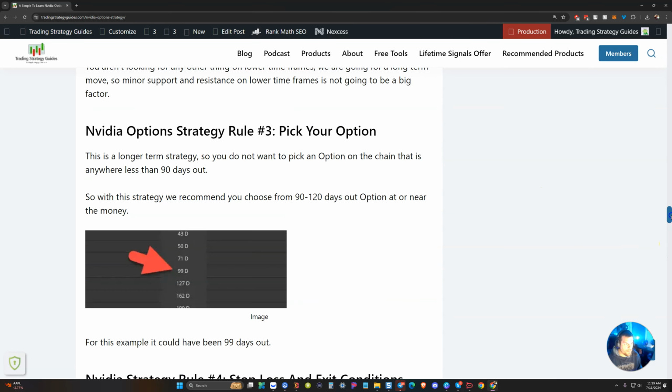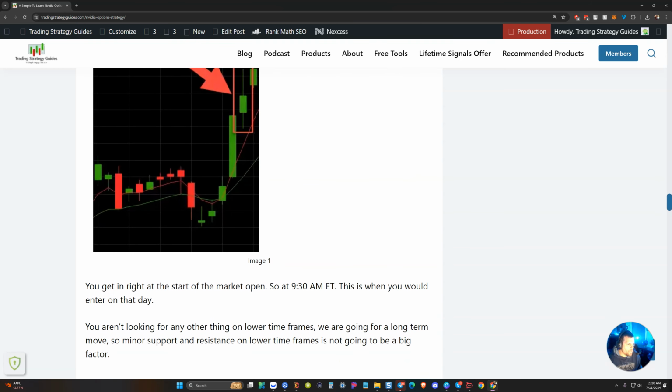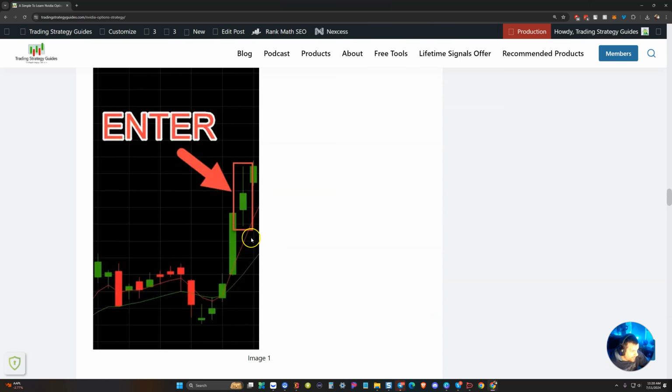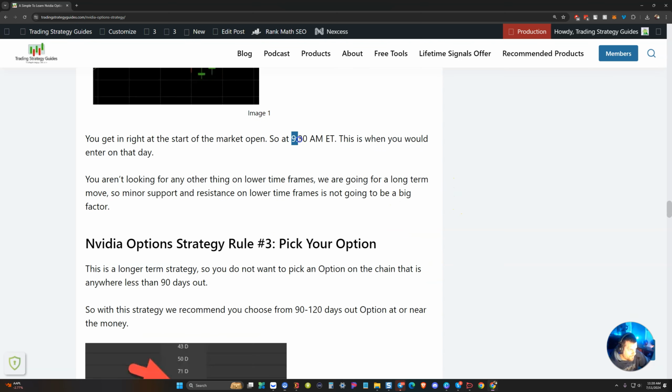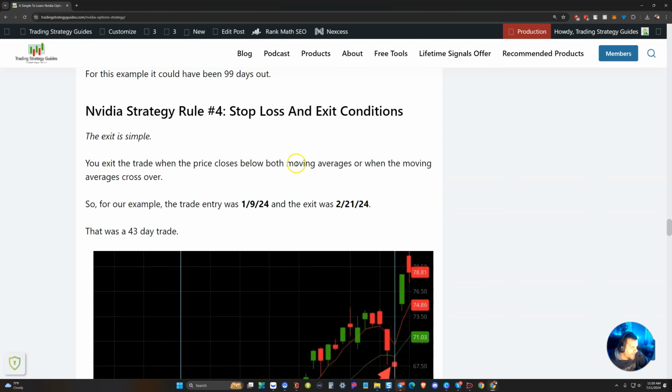So let's go ahead and go back up here. On this entry candle, we are going to go ahead and get in at 9:30 as soon as the market opens. So basically, you're getting in on the next day, unless there's some crazy action happening pre-market. You would have gotten in right around here, right at the start of the day. So that is when you enter, right at 9:30. You can wait a couple minutes after, but just to make it as simple as possible, that's the entry time that you would get in.